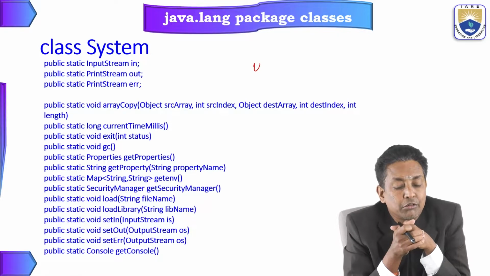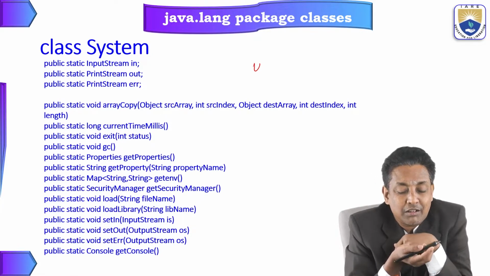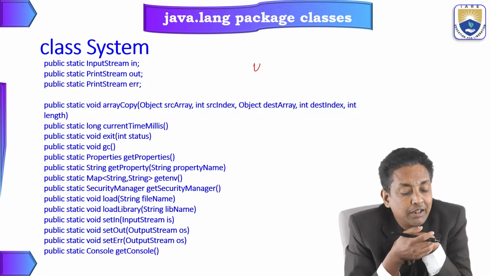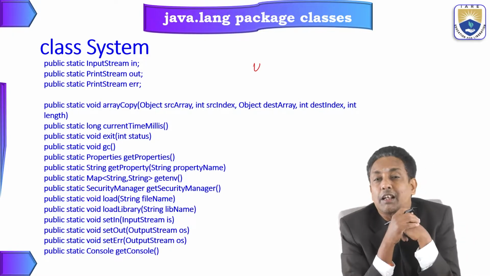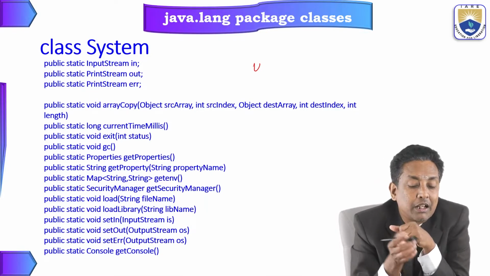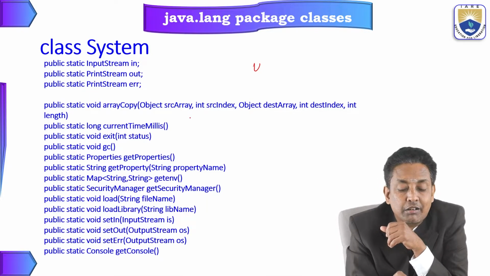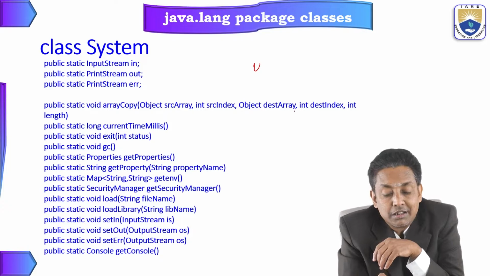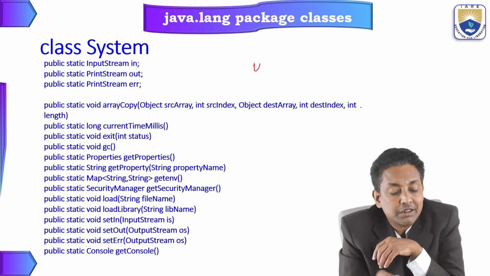And next, coming to the arraycopy method, I don't know actually why this method is given here, actually this kind of method is given in the collection API. But this System class static method arraycopy takes source array, source index, destination array, destination index and length.